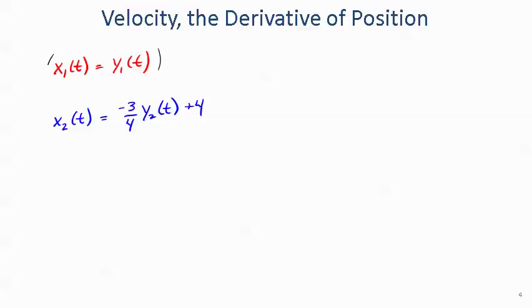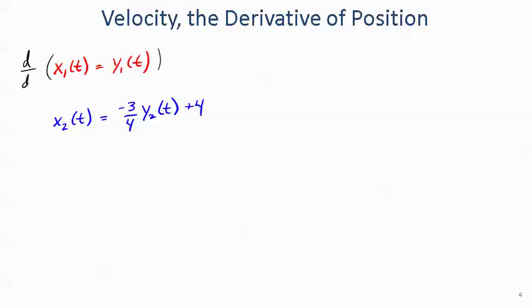Okay, so now we're going to go completely into the math world. So there's no more map anymore, and we're just going to look at our equations. So we had two of these. x2 of t is equal to minus 3/4 y2 of t plus 4. So how do we get velocity information out of these equations? Well, velocity is the derivative of position.